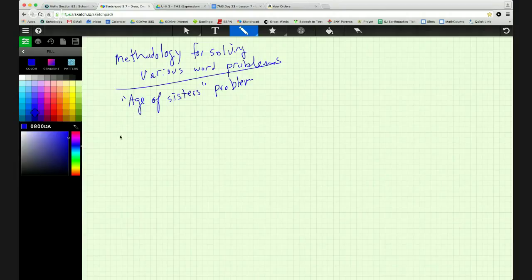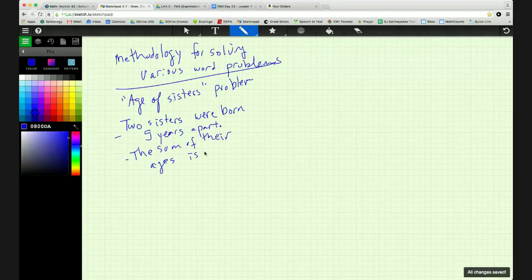There's all kinds of versions of this problem. But the way that you might see it is you might see 2 sisters were born 5 years apart. So that'd be like information number 1, and then the sum of their ages is 43.